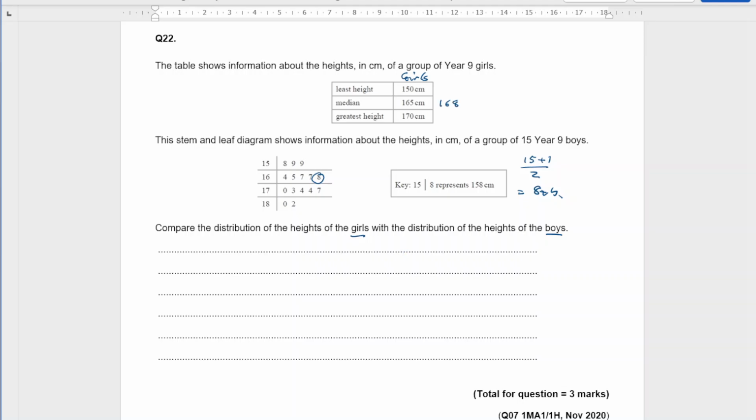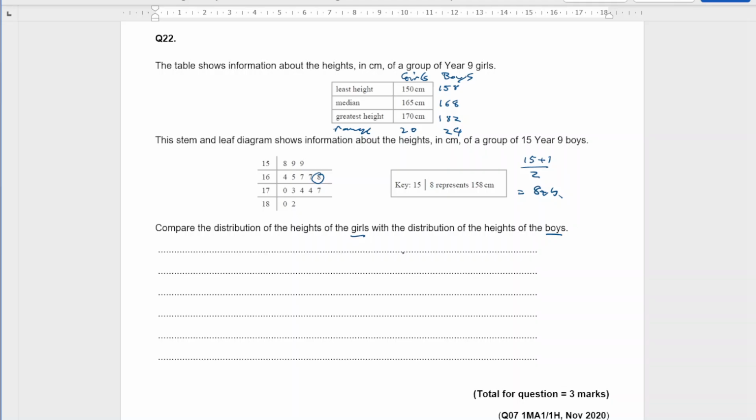And then if we look at the least height, 158 for boys. And if we look at the greatest height for girls, 182. So I'm going to add in the range. So the range for girls is 20. The range for boys is 24. So my two distributions are going to be, I'm going girls to boys.